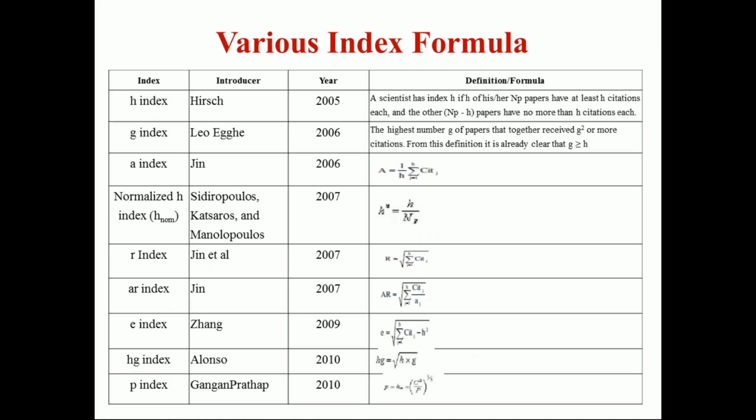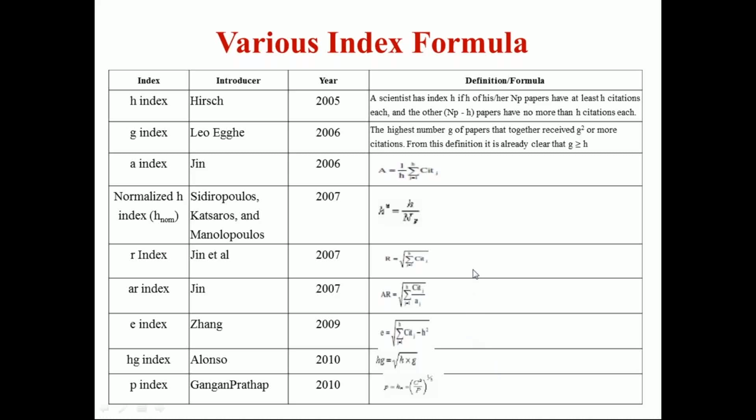The development of various indexes over the years can be seen: H index in 2005, G index in 2006. These two are methodologies that we have discussed. The G index, we will discuss. A index is the total number of citations of H index papers divided by H. Normalized H index, that is a formula. All of these have H, indicating that they are based on the H index.